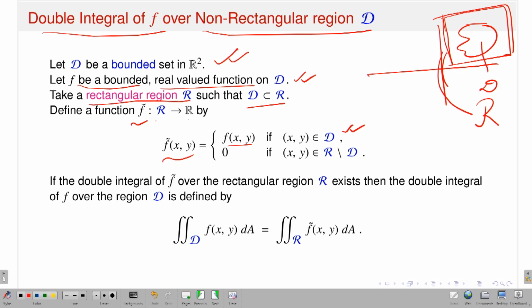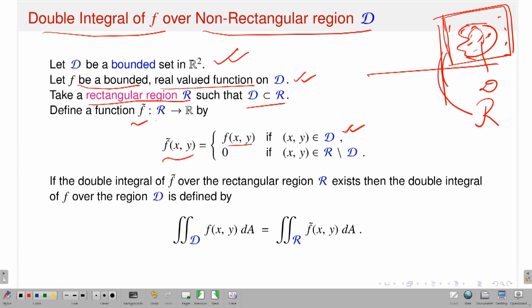I have a function and a domain, suppose it is a bounded region. Since it is bounded, I can always find a rectangular region which contains my domain D. Then I am defining a new function, called f2 del, and how am I defining it? f2 del is nothing but f as long as your point xy is coming from D. So, in this region it coincides with f, and in this region it becomes 0.